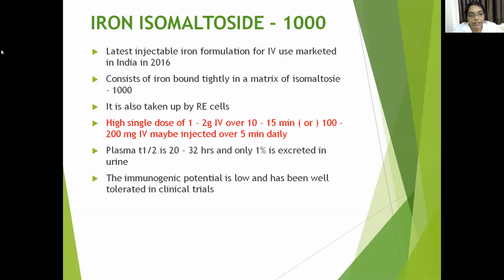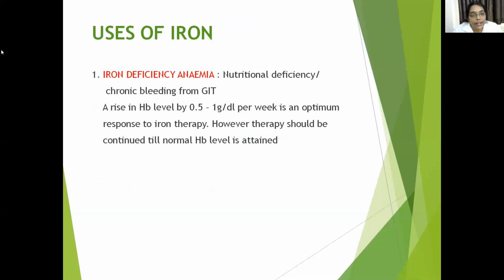The uses of iron. First one is iron deficiency anemia. See, this is the most common indication for iron therapy. The deficiency can occur because of nutritional deficiency, chronic bleeding from the GI tract, repeated attacks of malaria or any chronic inflammatory disease. All these require iron therapy. Whenever you start iron therapy, it is usually given by the oral route, and you prefer the parenteral route only under special circumstances. And when you start treating with iron, how does the hemoglobin level rise in the body?